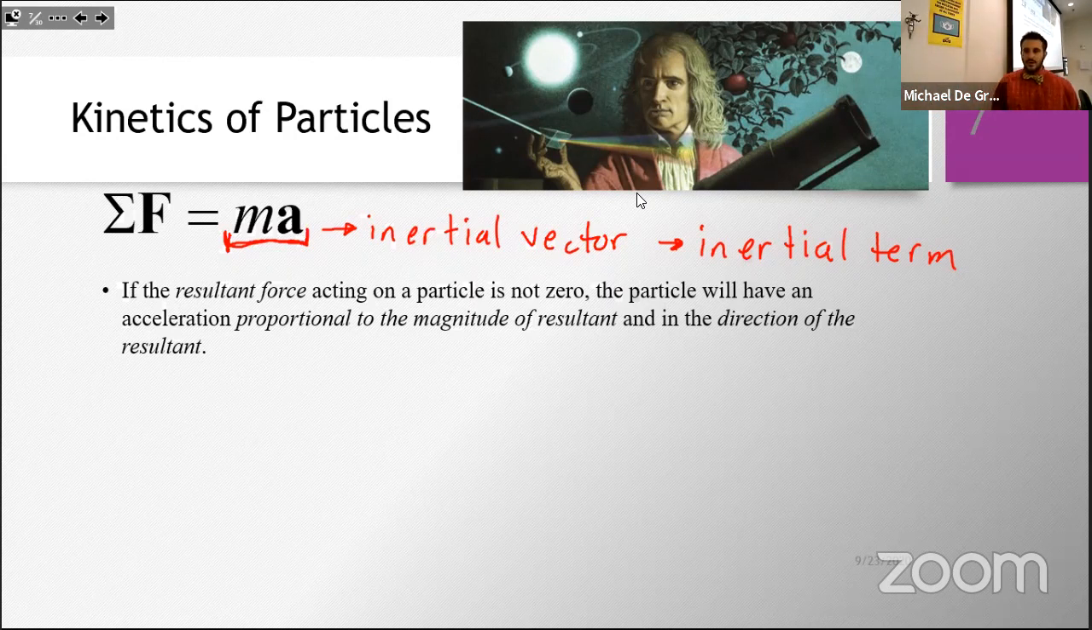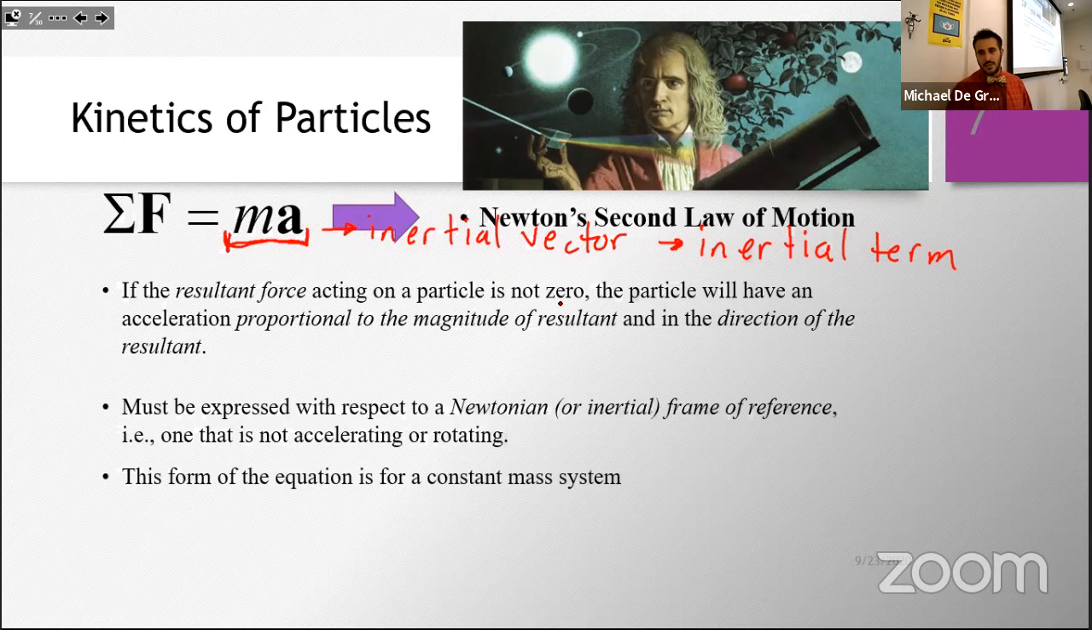What happens when we are accelerating, right? All of our forces aren't balanced. Well, that equals my mass times the acceleration of the particle, okay? It's also Newton's second law that it must be expressed with respect to a Newtonian or an inertial frame of reference. We talked a little bit about frame of reference. What does this mean? This means that we need to talk about it from a fixed reference frame. We're not going to have any of those crazy things that we were talking about where we have rotating frames or anything like that. We'll learn how to deal with that later.